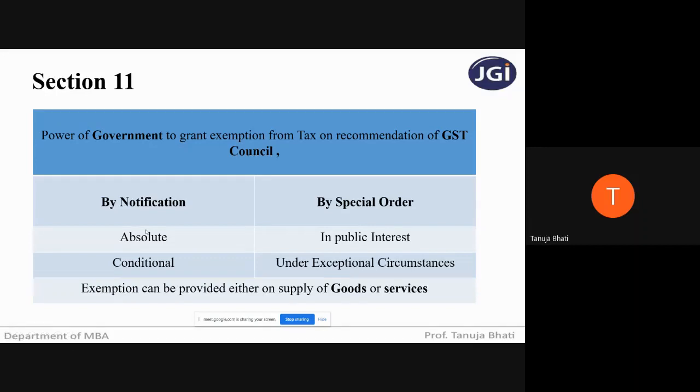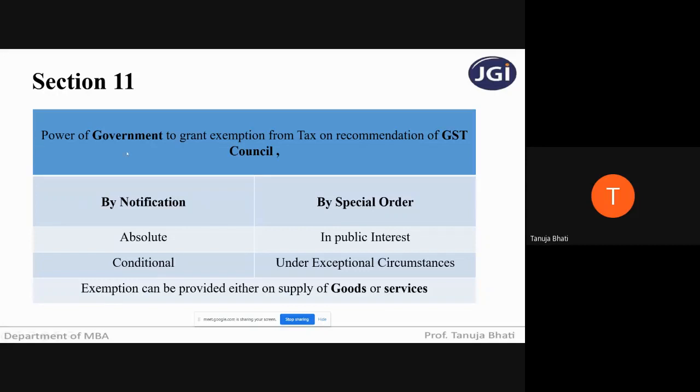Now, when I say wholly or partially, it means absolute exemption or conditional exemption. When I say absolute exemption, it means 100% exemption is given on a particular product, goods or services. And when I say conditional exemption, it means if a particular supplier of goods and services is fulfilling that condition, then only he will be eligible for exemption. Otherwise, he will not get that exemption.